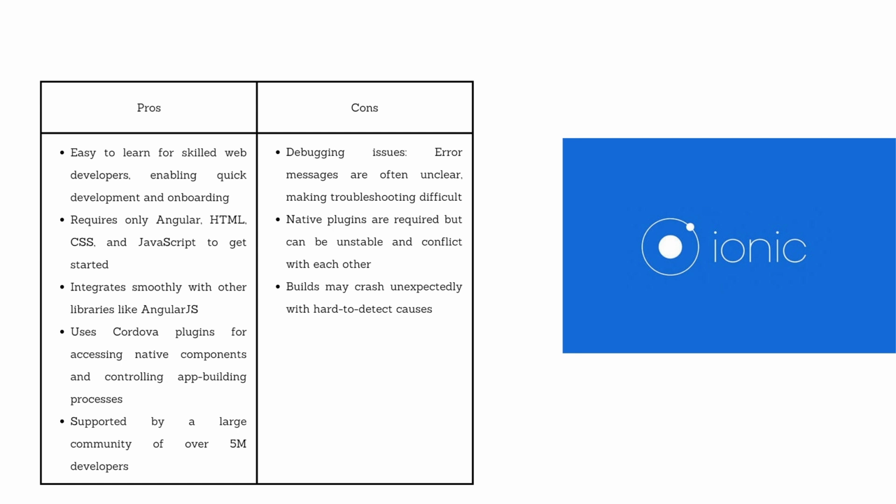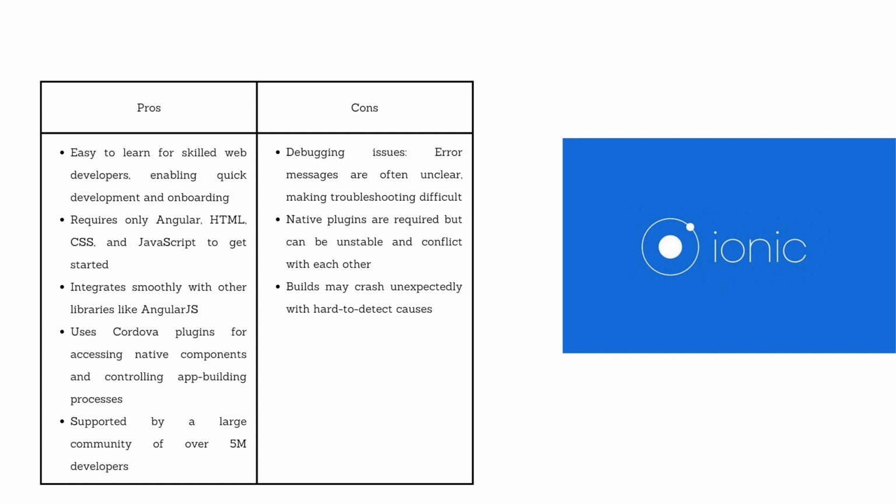It utilizes Cordova plugins that allow it to access native components of the mobile system and have complete control over the application building process. It has a powerful community of more than 5 million developers who are ready to offer their advice and tricks. And talking about cons, debugging can be a pain point as unclear messages make it hard to identify the source of error. The same thing happens in Spring Boot.